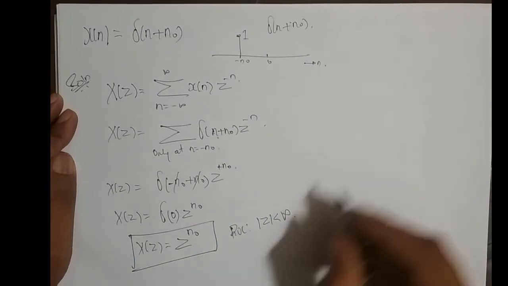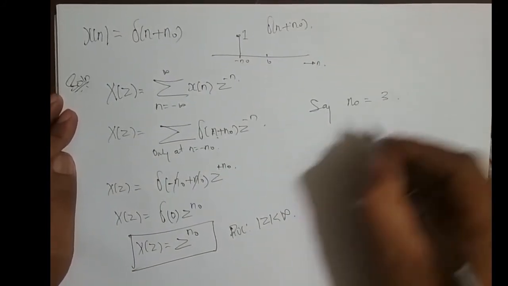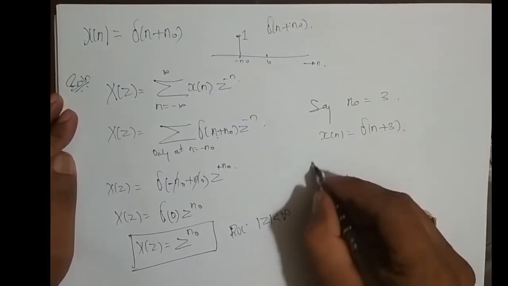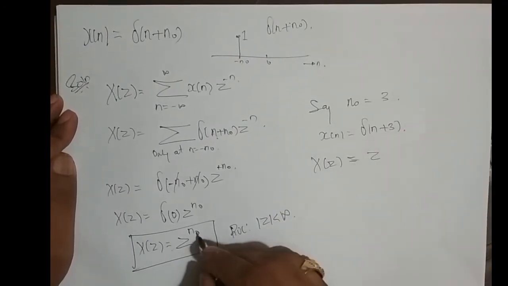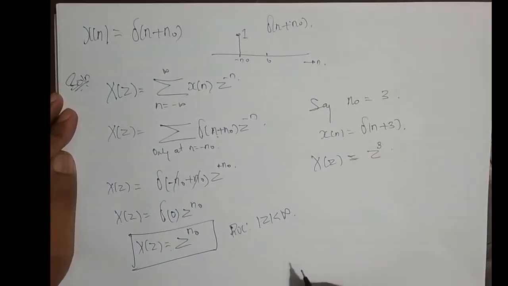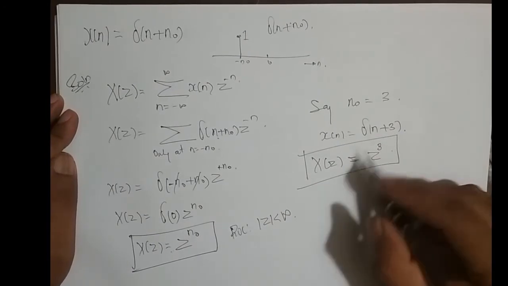And how did I say that? Say n naught is equal to 3. So what do I get? x of n is equal to delta of n plus 3, right? And what is x of z? It is z power n naught. And what is the value of n naught? Here it is 3, right? Z cube. Fine. Now to find its ROC, what is the definition?